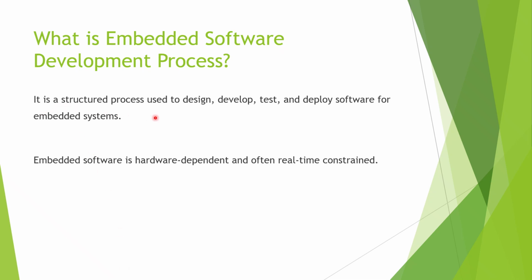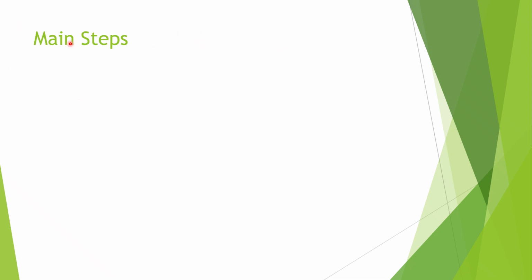Then the topic is the software development process. It is a structured process used to design, develop, test, and deploy software for embedded systems. Embedded software is hardware dependent and often real-time constrained. The main stages of embedded system: requirement analysis, understand what the system should do, identify real-time constraints, determine memory, power, and hardware limitations, analyze customer and hardware specification. System design: define overall system architecture, hardware software partitioning, select microcontroller or processor, design task structure and communication.